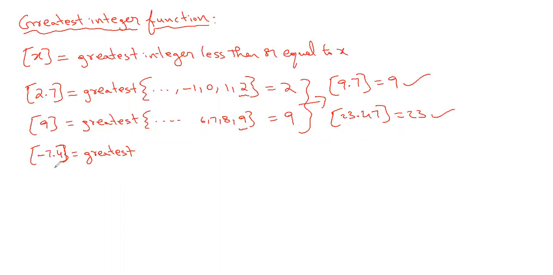But when it comes to negative numbers, according to the definition, we need the greatest among the integers less than or equal to it. So what are those numbers? -10, -9, -8, that's all. -7 is not less than -7.4. -7 is more than -7.4. See, for negative numbers, greater magnitude numbers are lesser than lesser magnitude numbers. That means when it is negative, lesser magnitude numbers are actually greater numbers.